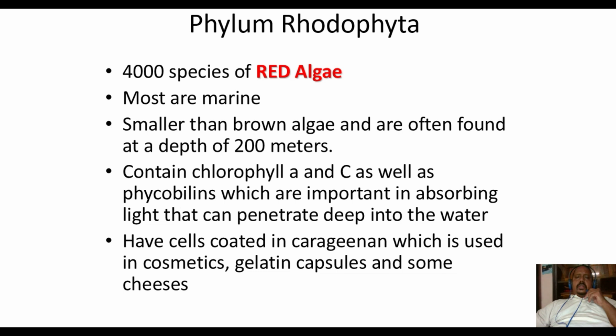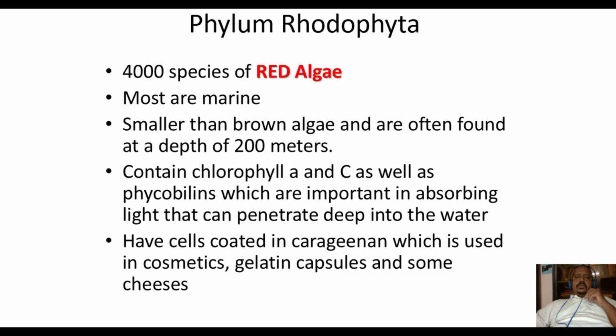Coming to the Rhodophyta, they are red algae. There are 4,000 species. It is considered the most advanced type of algae. They are smaller than brown algae, but they can live in the very deep sea, about 200 meters. They are red in color.